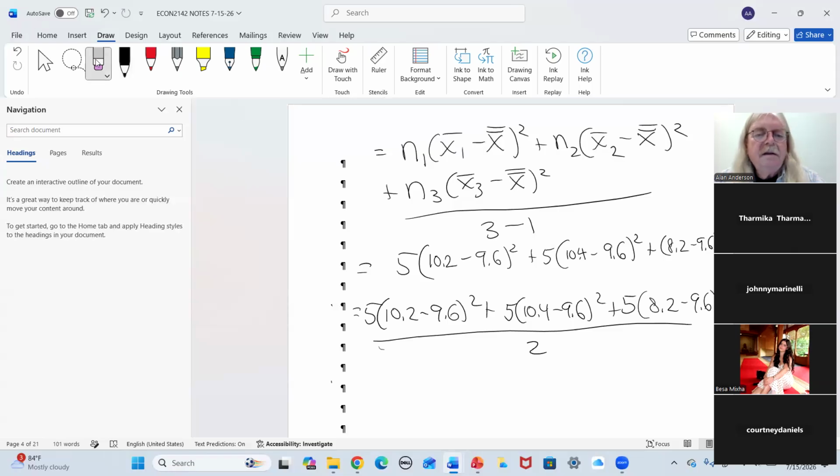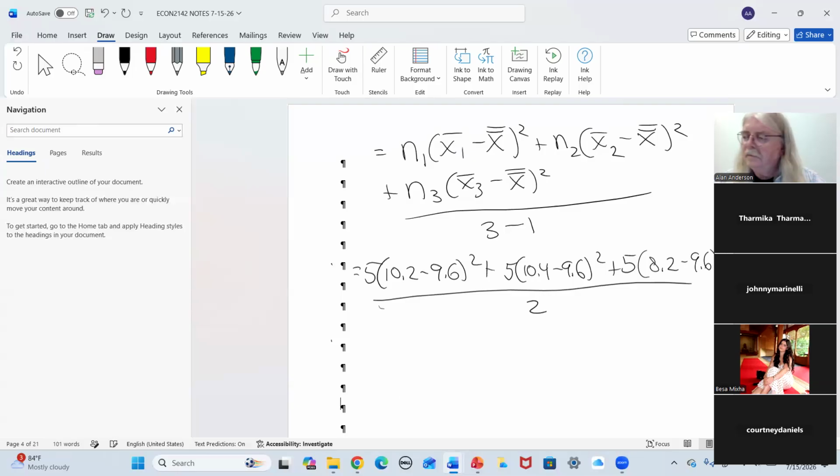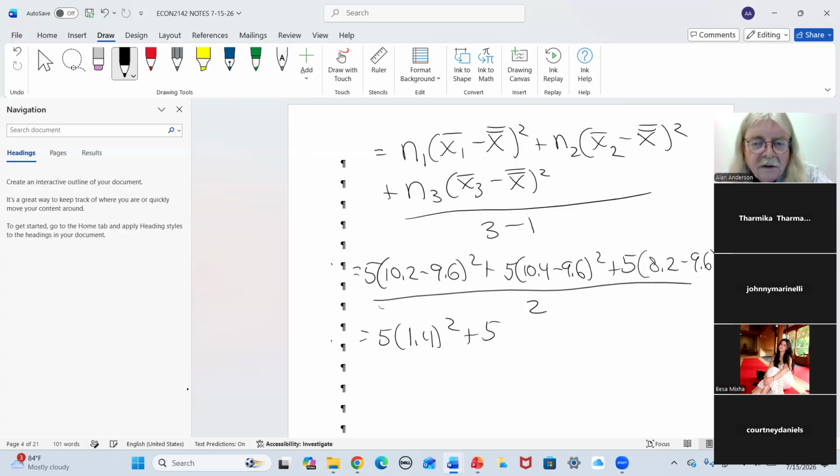All right, that's much better. Then we just plug it into the calculator and let's see what we get. Okay, so actually, this is 1.4 squared. It's 0.6, 0.8, negative 1.4 squared.